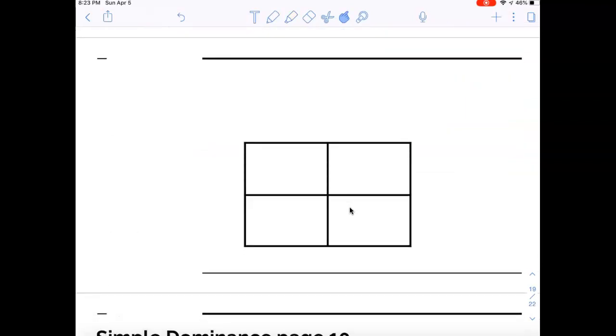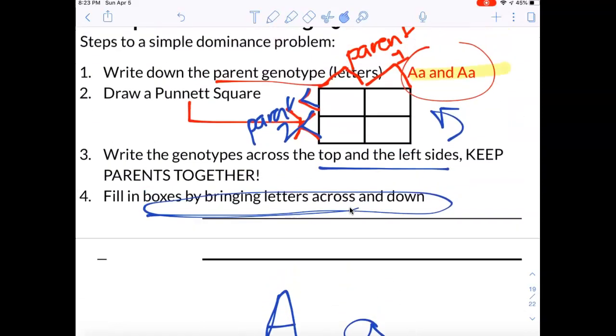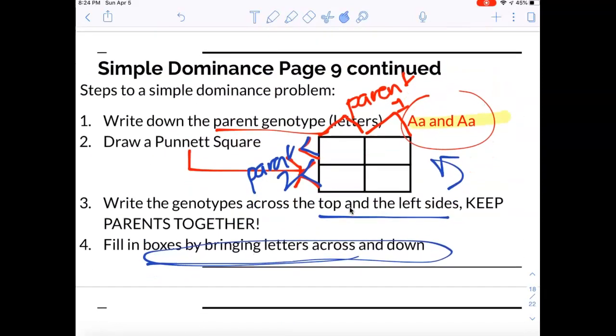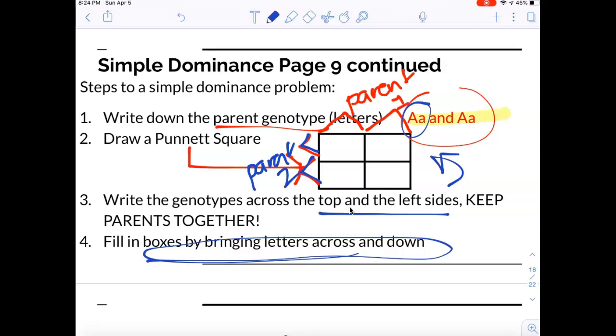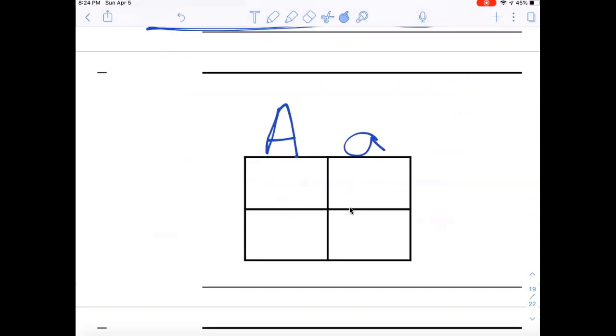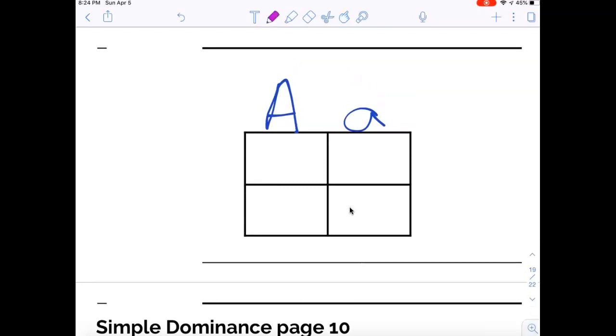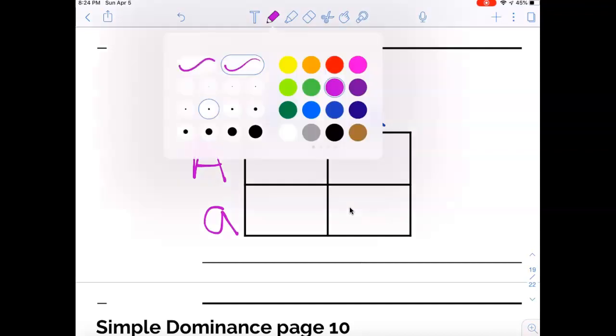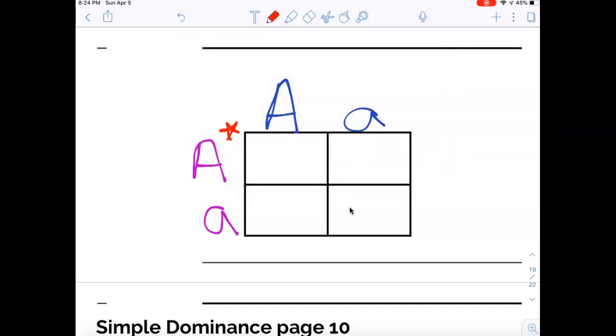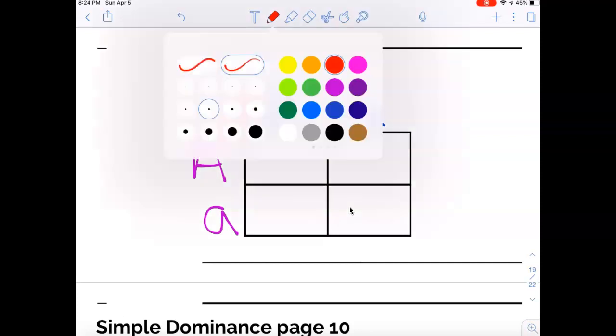So here's my Punnett square. And like I said above, I have two parents. I said big A, little a was one. And the second parent is big A, little a as well. Different parents, just same genotype, and that's okay, it happens. And it's really important that you fill them in on these sides. It has to be here and here. You're going to fill in across and down.